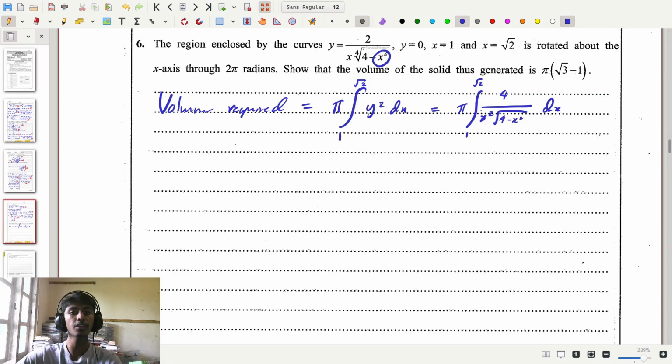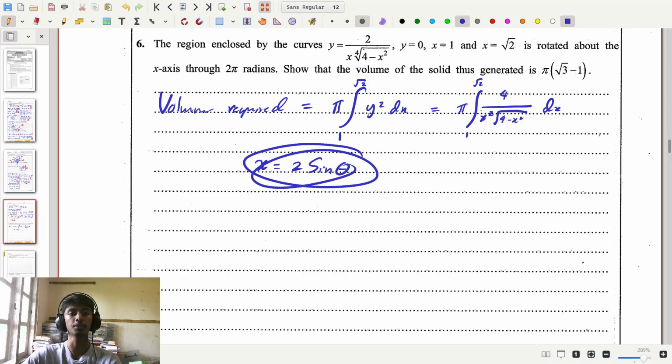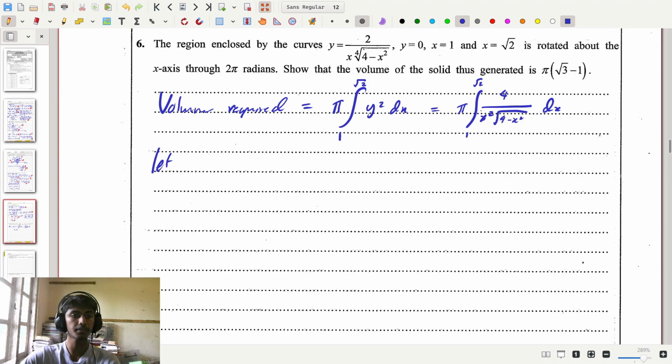Now due to this, if we use the substitution x equals 2 sine theta, then we're going to be alright, since 2 sine theta varies between negative 2 and 2, and x in this particular situation can only vary between negative 2 and 2, and therefore this would be a valid substitution. Now let's try doing the substitution and see what we get. So let x equal 2 sine theta.